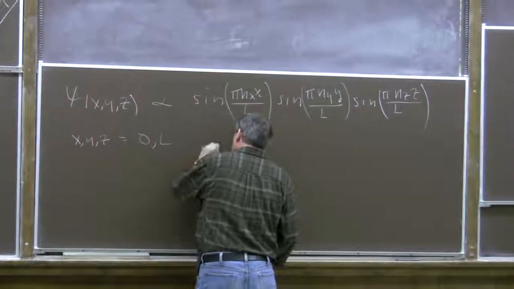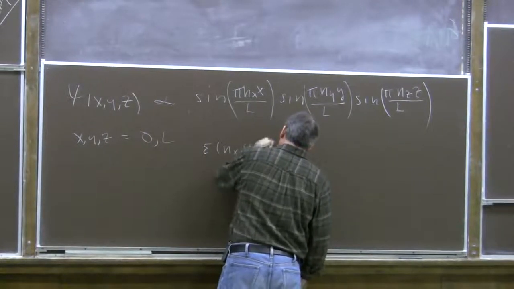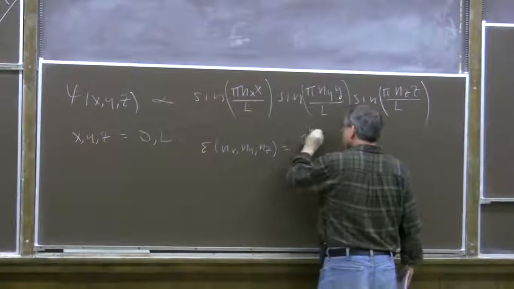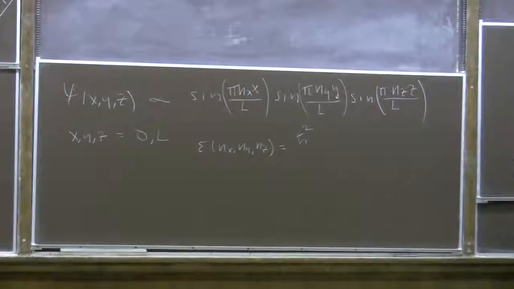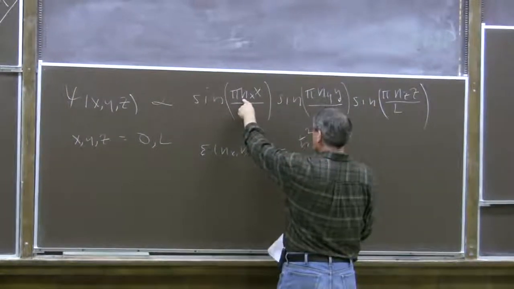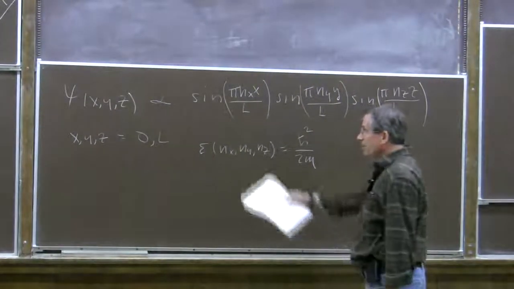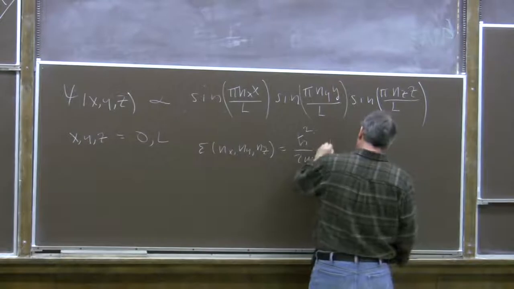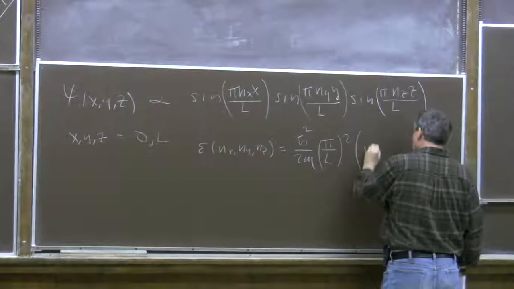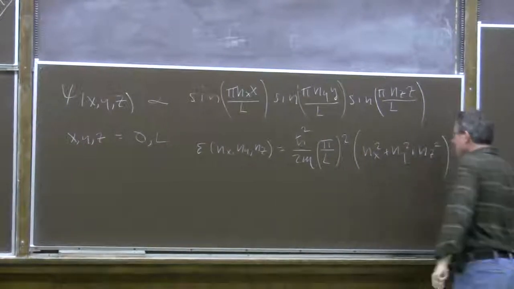The energy as a function of these three integers, of course, has the ħ squared. Differentiate sine twice, I get a minus sign. Each time I differentiate, it brings down π over L. The kinetic energy has a 1 over 2m. There's a π over L squared, and then n_x squared plus n_y squared plus n_z squared.